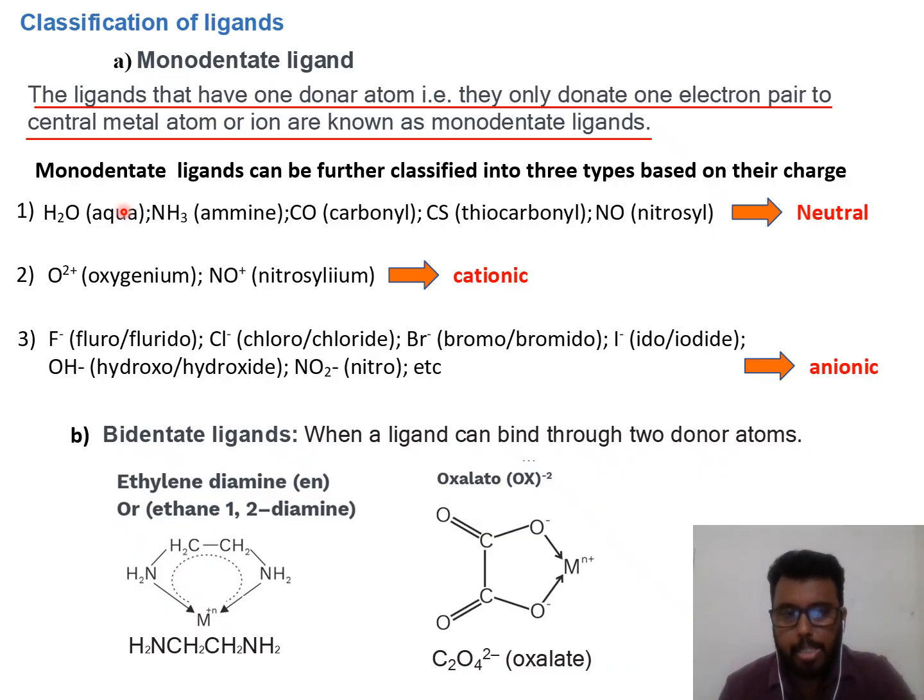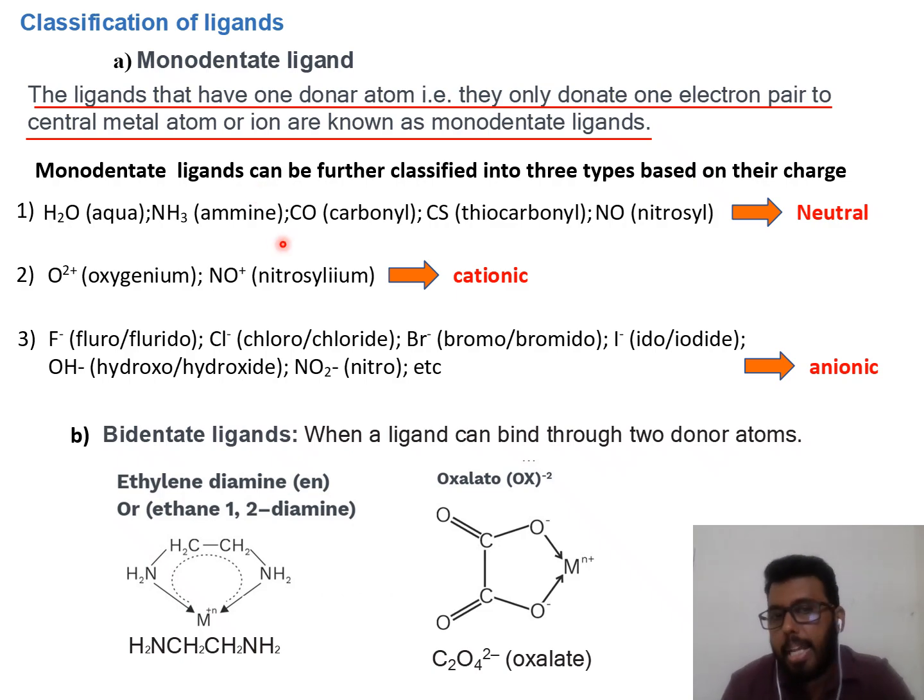Classification of ligands. Let's move on to the classification of ligands. Monodentate ligand. So the first one is monodentate ligands. If the ligand has only one donor atom, that means it can only donate one electron pair. So you should remember the ligand is the one which will donate one electron pair, not a single electron. So it will donate one electron pair to the central metal atom, and is known as a monodentate ligand.